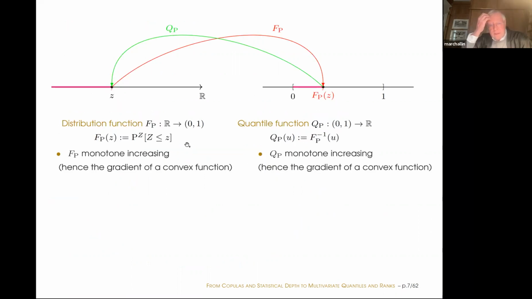Now, what are the main properties of that distribution function? Well, F is monotone increasing. That's something very important. And I insist that you keep in the back of your mind that a monotone increasing function is the derivative, hence the gradient, of a convex function. Because it is monotone increasing, it has a well-defined inverse, so the quantile function is well-defined. It is also monotone increasing, and hence it is also the gradient of a convex function.